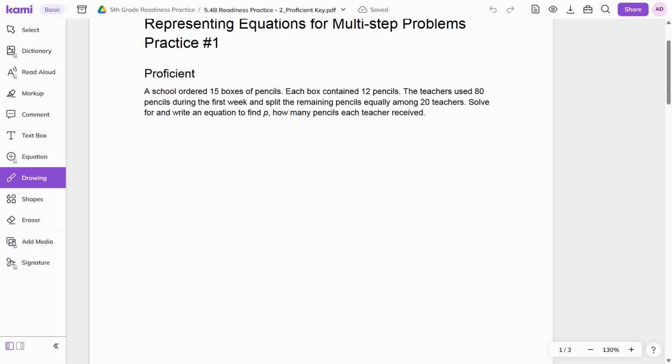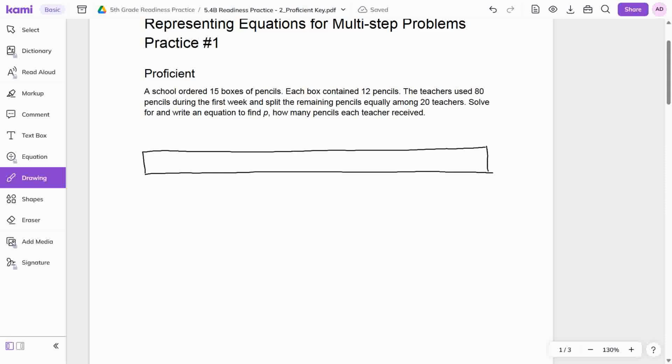So we've got a school ordering pencils. So we've got 15 boxes of pencils, and each box contains 12 pencils. So we can draw a strip diagram here to help us visualize that. What I want to do is draw fifths, and I'm going to cut each fifth into thirds, because 5 times 3 is going to give me 15. So there's my 15 boxes.